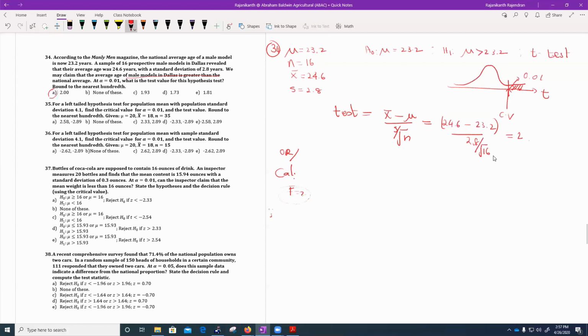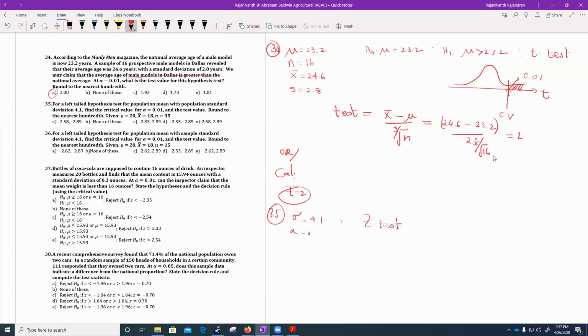So 35. For a left tail hypothesis test for population mean with the population standard deviation. Okay, so we know now the population standard deviation. That means we know sigma, which is 4.1. So that means we have to use the z-test now.